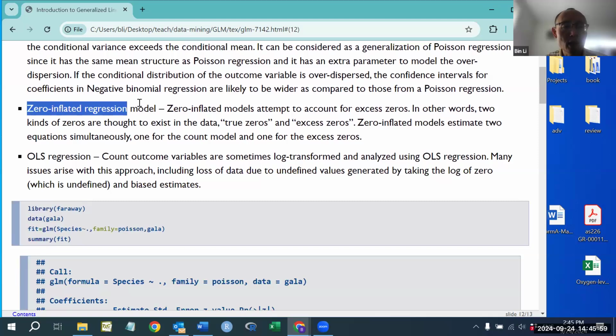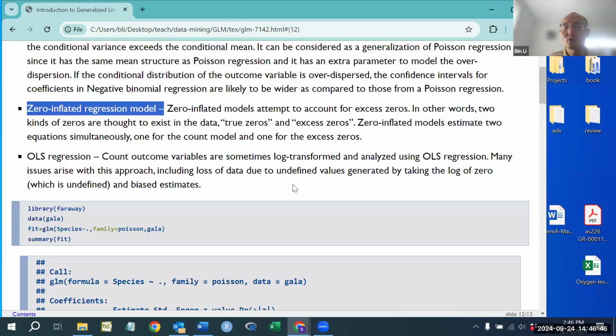Okay, another possible choice is called the zero inflated regression model. Sometimes people call it the ZIP model. ZIP model is zero inflated Poisson regression. Okay, what is the zero inflated regression model? This is very common if we observe excessive zero counts in the data set. If that is the case, we may model the data in two parts. One part is we model those excessive zeros.